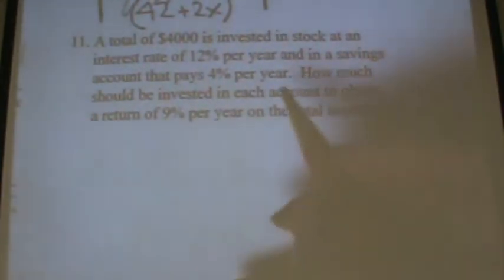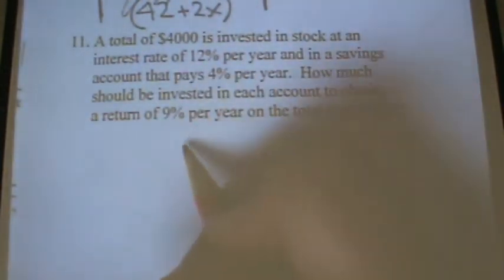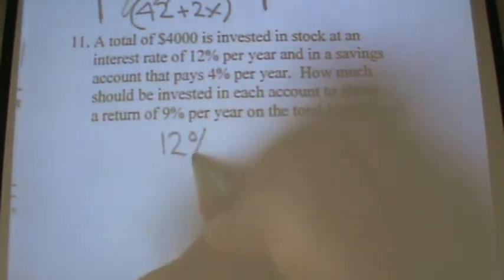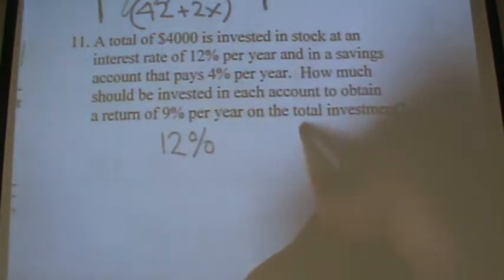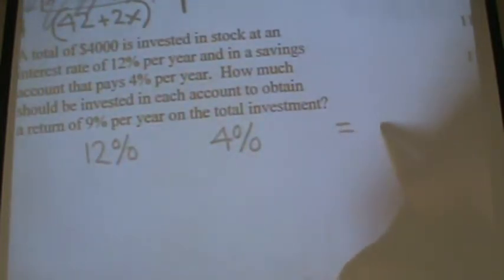Okay, number 11 is just like the fluid problem, the mixture. But instead we're using money. We've got a total of $4,000 and we're investing it in 2 stocks. One stock is 12%, one stock is 4%, but we want to end up with 9%.